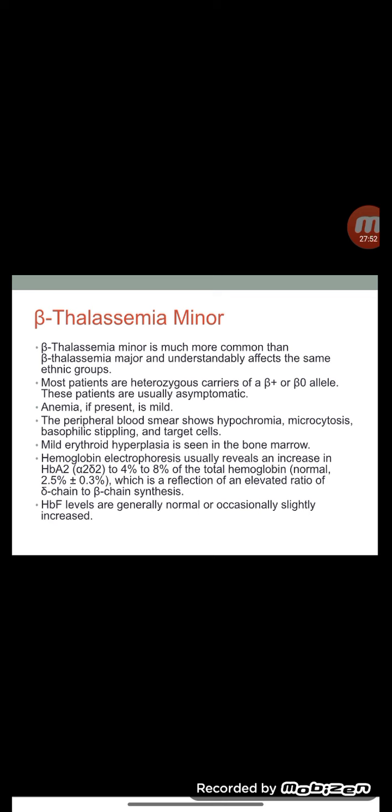Hemoglobin electrophoresis usually reveals an increase in HbA2, that is Hb made up of alpha 2 and delta 2 chains, to 4% to 8% of the total hemoglobin. Normal is less than 2.5%, which is a reflection of the elevated ratio of delta chain to beta chain synthesis. HbF levels are generally normal or occasionally slightly increased.